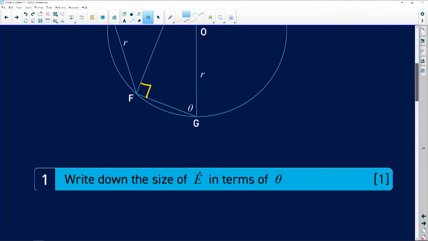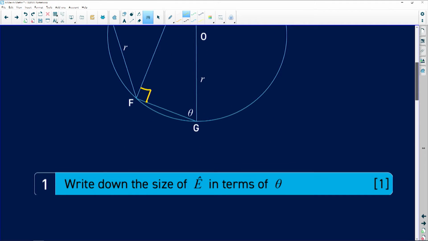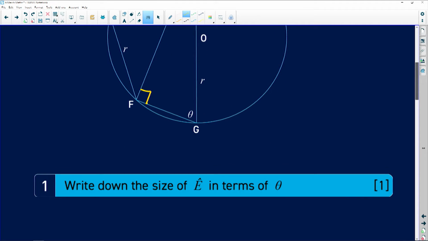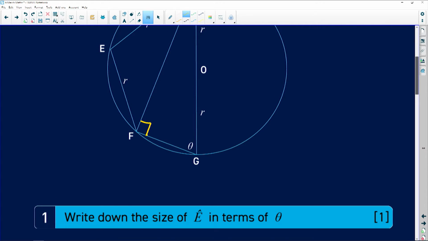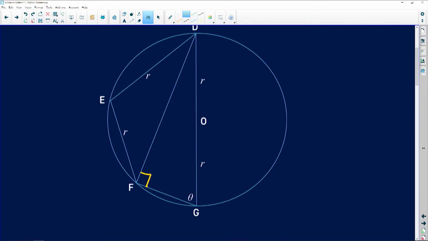Okay, cool. So the first question says to us that we need to write down the size of angle E in terms of theta. So where is angle E in terms of theta? If you look there, angle E is on the circumference of the circle. It is this angle that you're sitting with there. But that whole diagram that you're seeing there, the whole thing from E to F, all the way to G and then all the way to D and coming back to E, is just a simple cyclic quadrilateral.